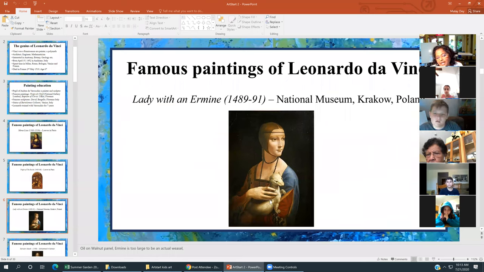Well, you know, it looks like a lamb, but it's really not a lamb, it's an ermine. You know what an ermine is? It's a weasel. You know how these little weasels stand on their little feet? This ermine is a little bit bigger than it normally is. So I think it wasn't real, this painting, but you know. So this was one of his very, very famous paintings. And it is in Poland right now at their National Museum in Krakow.